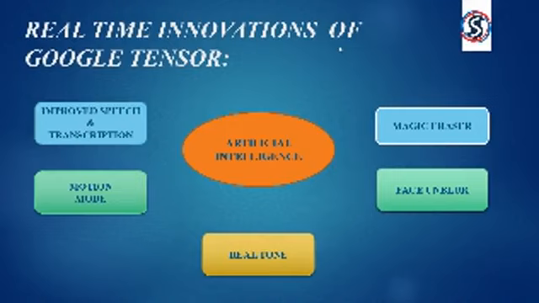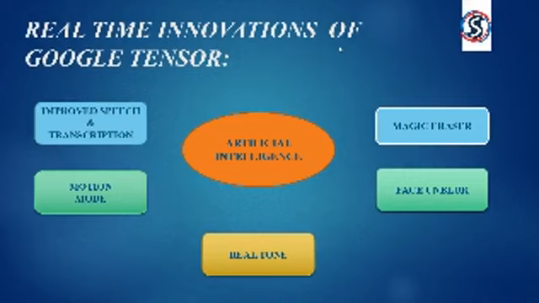If we talk about the features of this Tensor, we have improved speech and transcription, the Magic Eraser, and the Face Unblur. These are the real-time innovations of the Google Tensor. Google has traditionally used Qualcomm SoCs for its Pixel lineup, yes or no? But all that changes with today's announcement of the Pixel 6 and Pixel 6 Pro. Now it is aiming for more real-world benefits using AI and machine learning, with its custom-built SoC called the Tensor.